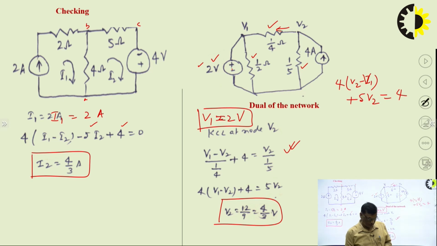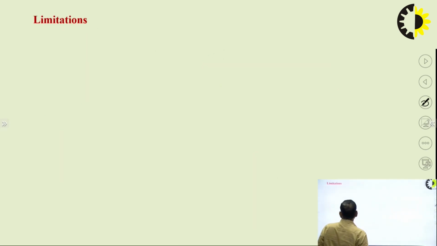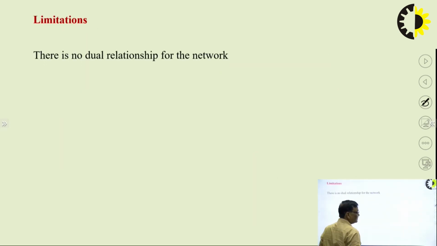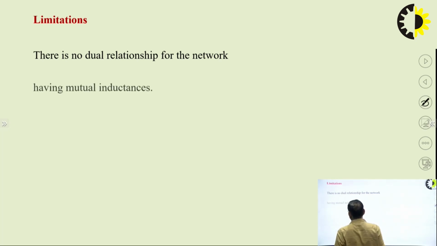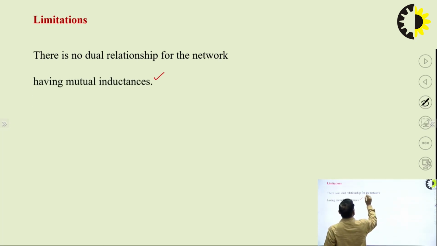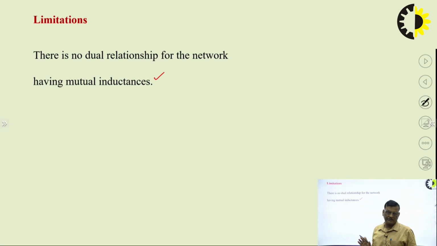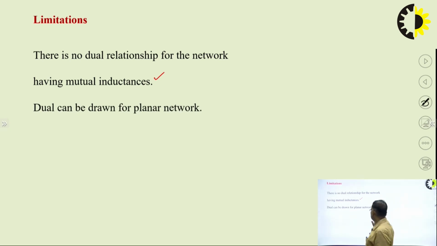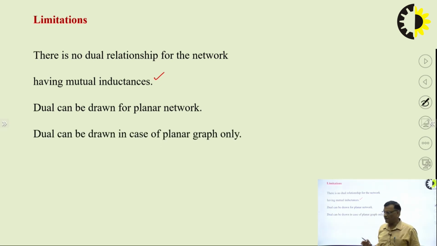This is the procedure. Now come to the limitations. There is no dual relationship for networks having mutual inductances. If the network contains mutual inductances, we cannot apply duality. Then, the dual can be drawn only for a planar network. In graph theory, the graph must be a planar graph.